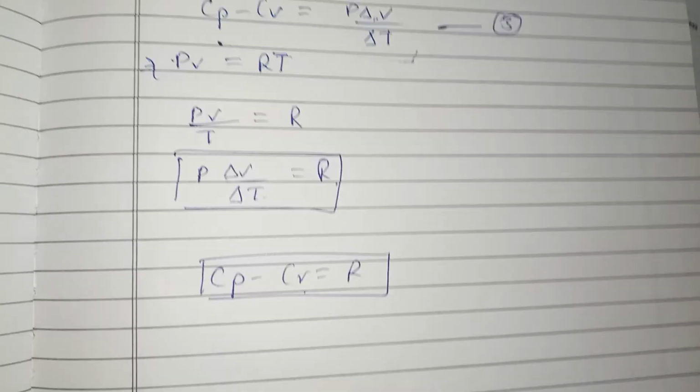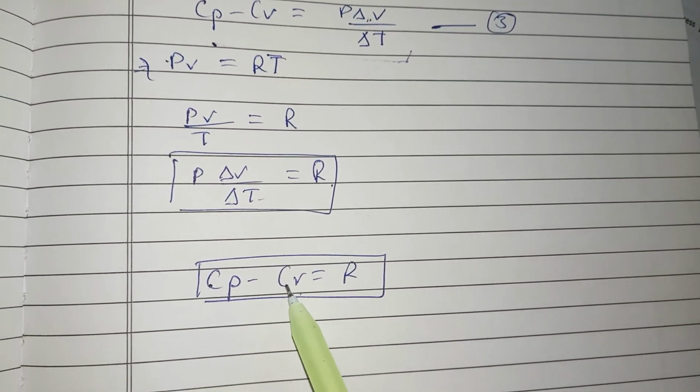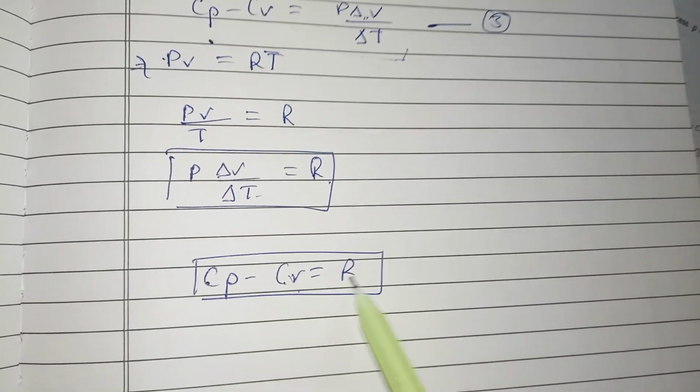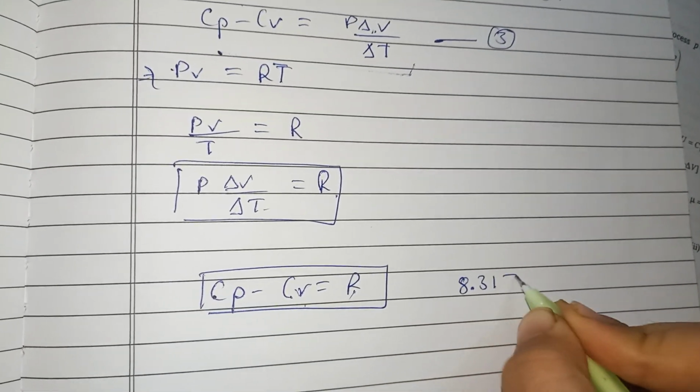Here, this is the specific heat at constant pressure. This is the specific heat at constant volume, and this is the gas constant, which is equal to 8.31 joules per mole per Kelvin.